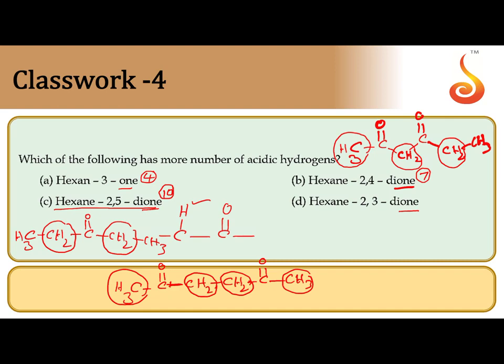Hexane-2,3-dione. This is hexane-2,3-dione. So count the number of alpha hydrogens: 3 and 2, that is 5. So which one has the highest number of acidic hydrogens? Option C.